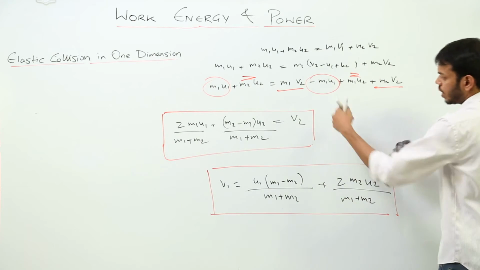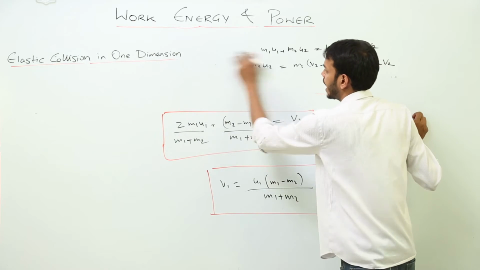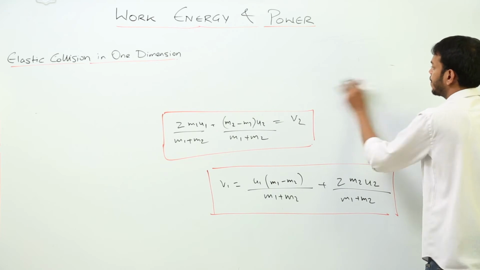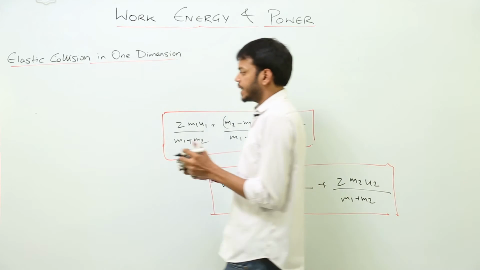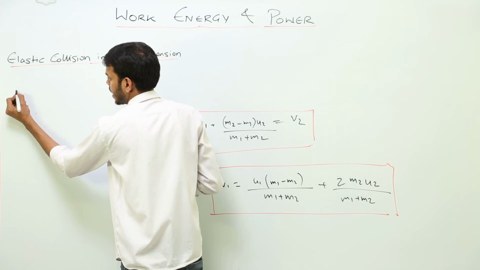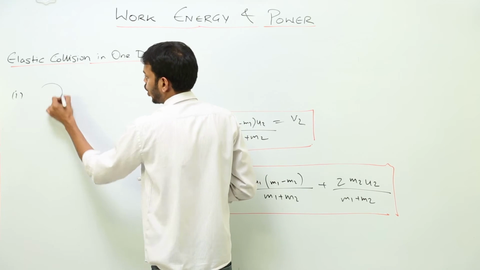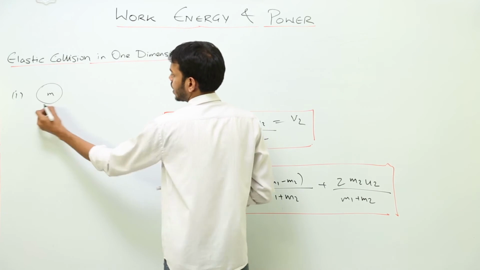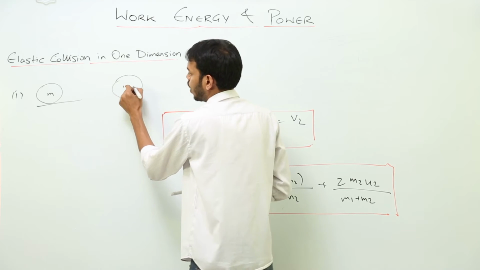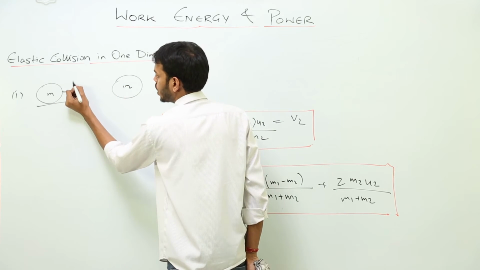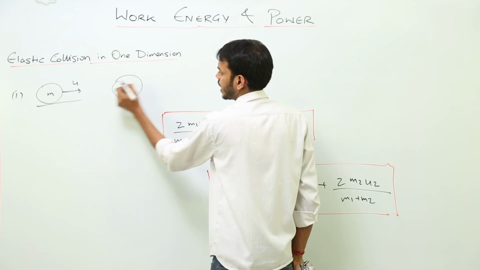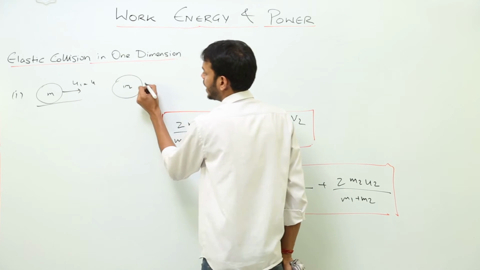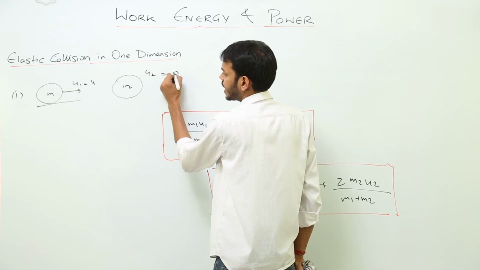I'm not going to erase these two major formulas. I'm just going to take a few examples. Consider it this way. First case, I have two bodies of equal mass where one body is moving with some velocity u, and another body is at rest. So u1 is equal to u and u2 is at rest.